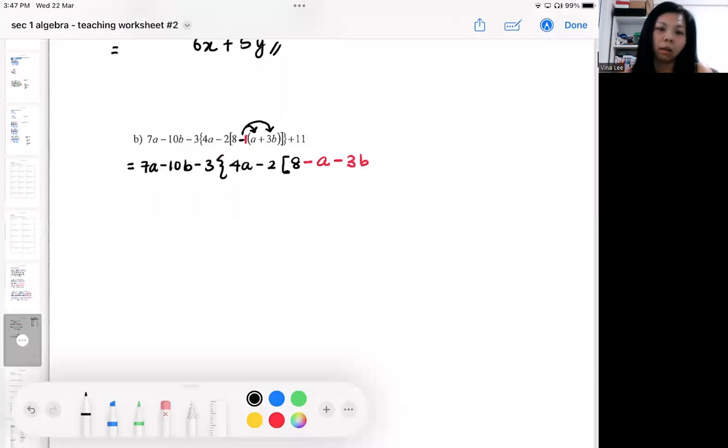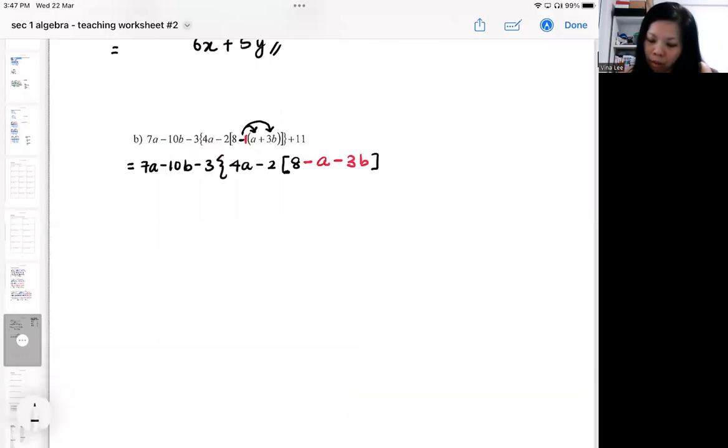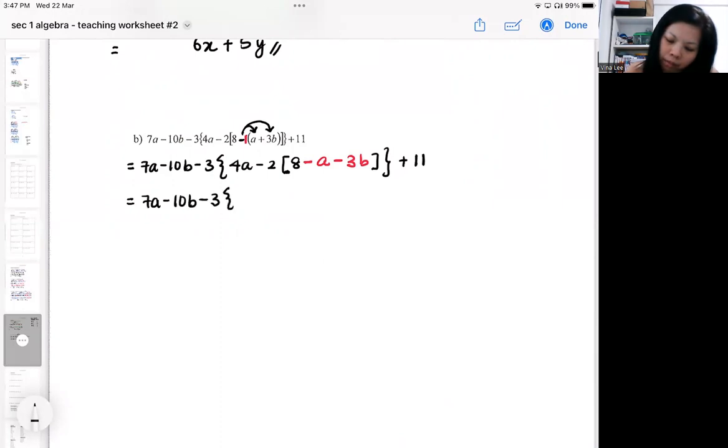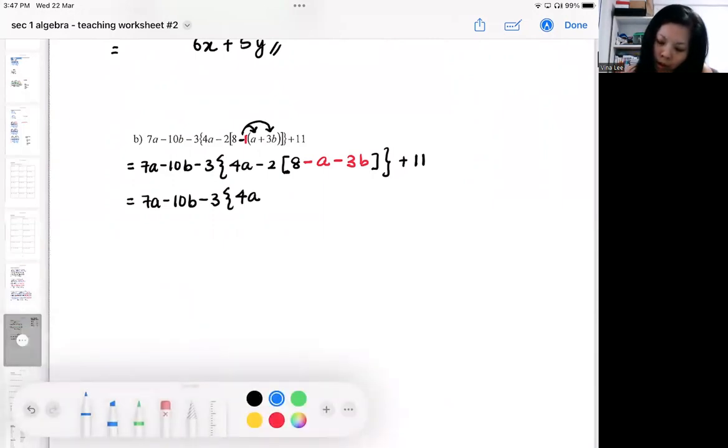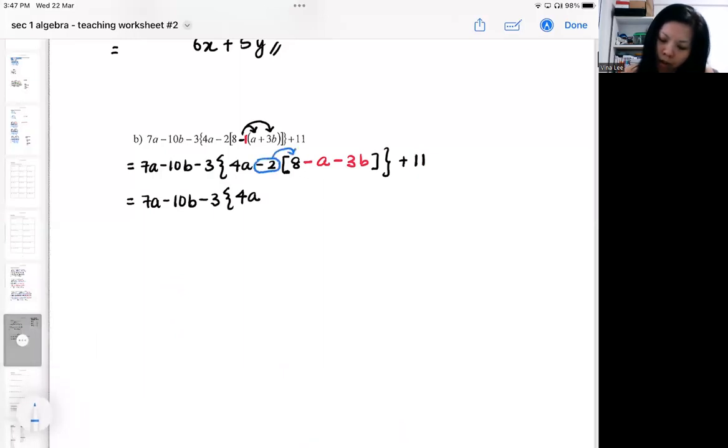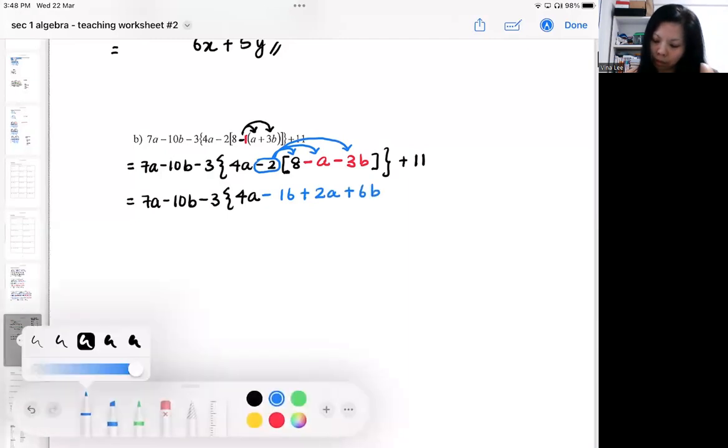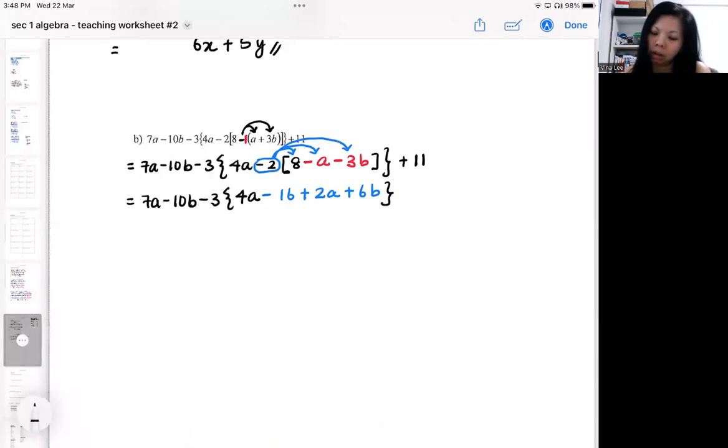-1 times a, negative a. -1 times 3b is -3b. Then you close the round bracket. So the lowest one disappeared already. Okay, so you can see what I did, right? I copied everything. Then I hit the square bracket. Look at the square bracket. Who is outside the square bracket? The -2 is outside the square bracket. So you get a -16 plus 2a plus 6b. Then I close the curly bracket.